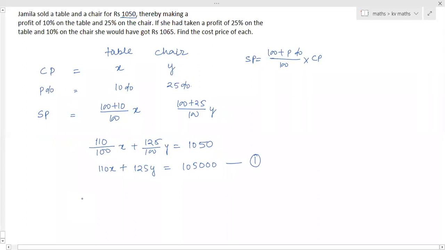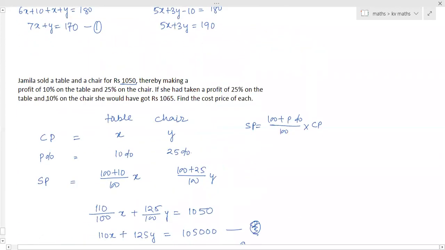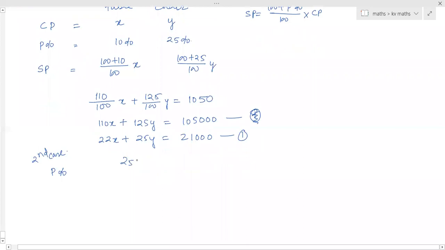It is divisible by 5, so we will try dividing with 5. Both sides we will get the same. So divide with 5: 22x plus 25y is equal to 21,000. This is equation 1. And next one. Now what is the profit percent? In the second case, she has interchanged the profit percent. Now table profit percent is 25% and on chair it is 10%.